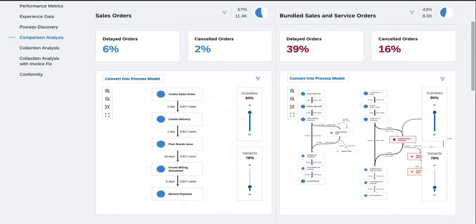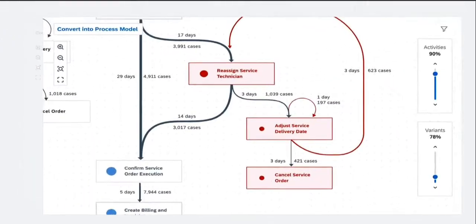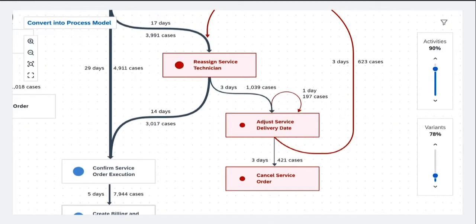Looking closer, the automatically discovered process map shows me a back and forth and loops within these orders. So clearly we struggle when customers need sales and service orders to be managed together. So we found the root cause. We need a better way to handle these combined orders.